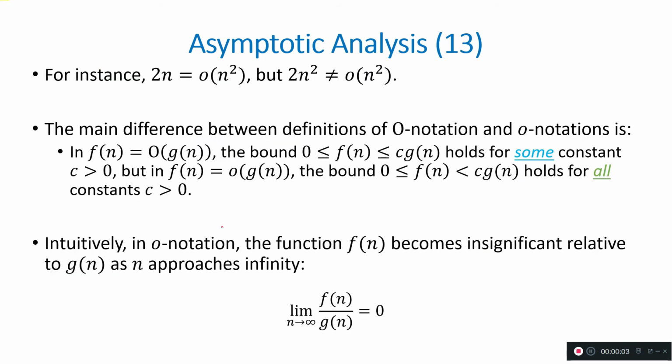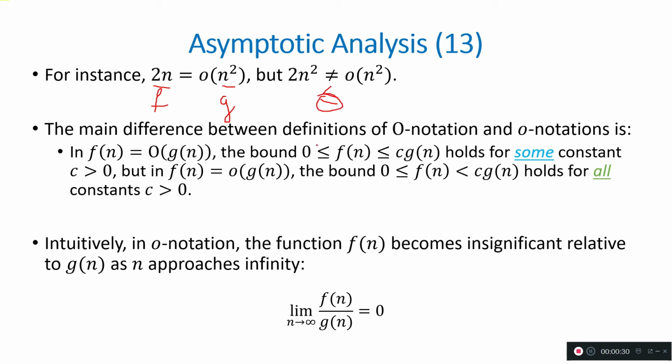As an example, we have 2n is equal to small o n squared. So 2n is f of n, and n squared is g of n. So this is true. But we cannot say that 2n squared is equal to small o of n squared, because this does not satisfy. The equal sign doesn't satisfy, right?